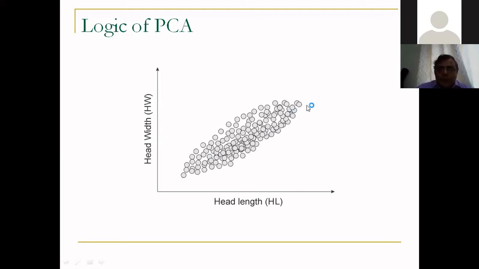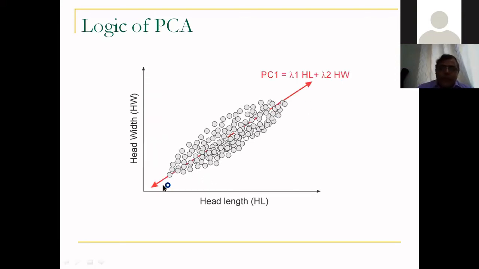So what PCA will do is construct a new axis, or a new principal component. Instead of having a head length axis like this and a head width axis like this, you will have a new axis, shown over here as red, and we'll call that PC1, or first principal component. So instead of using the original axis, I have now defined a new axis, which is a principal component.